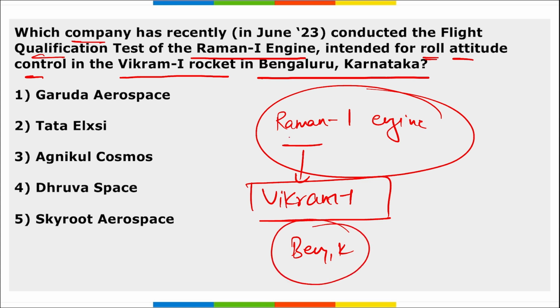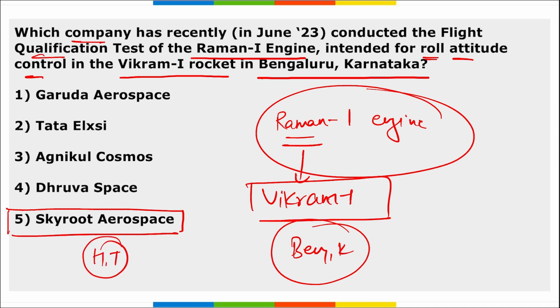Now the question asked here is that this Raman 1 engine was tested by which company? This was tested by Skyroot Aerospace, right? This is Hyderabad, Telangana based private Indian space company, right? And they have recently tested this Raman 1 engine from Bangalore, Karnataka, and this will be used in Vikram 1 rocket, correct?